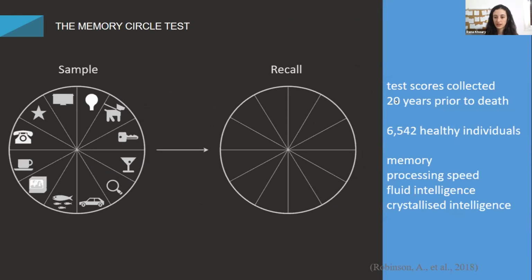So, for example, this is a memory test that showed to be much more specific and sensitive to Alzheimer's disease, where they collected data 20 years prior to death for more than 6,000 healthy individuals, and they tested multiple cognitive functions like memory, processing speed, fluid intelligence, and crystallized intelligence. And this spatial test showed to be the most specific and sensitive to Alzheimer's.